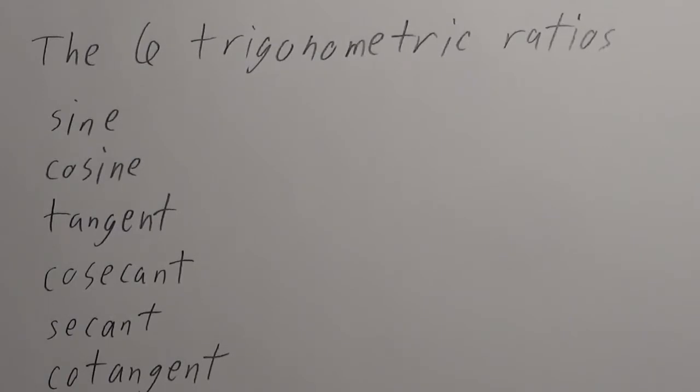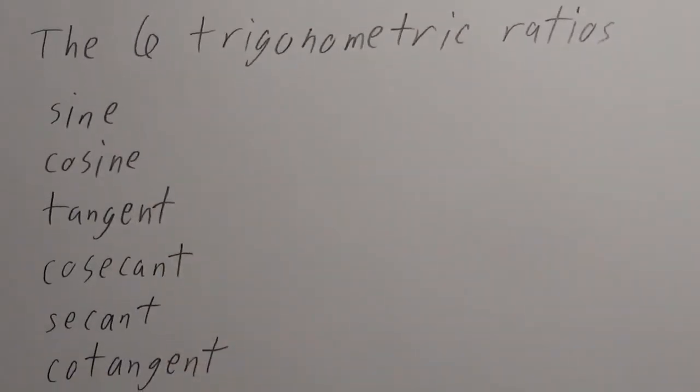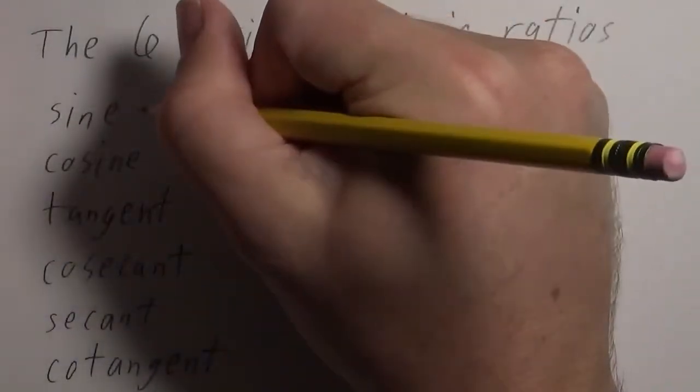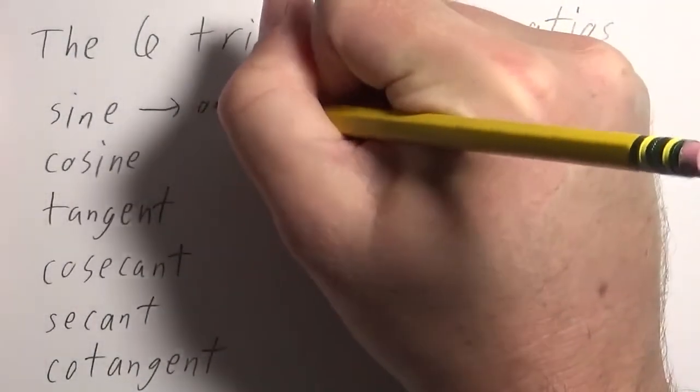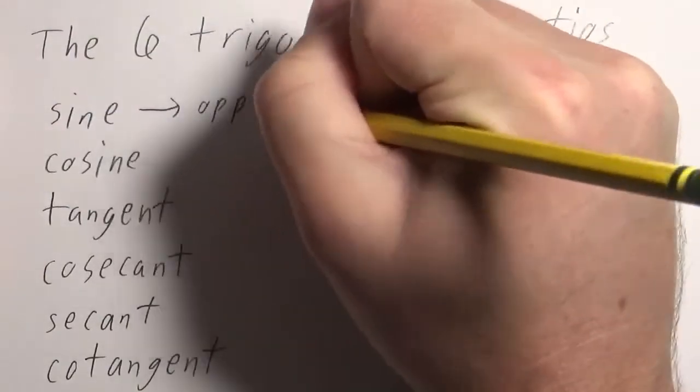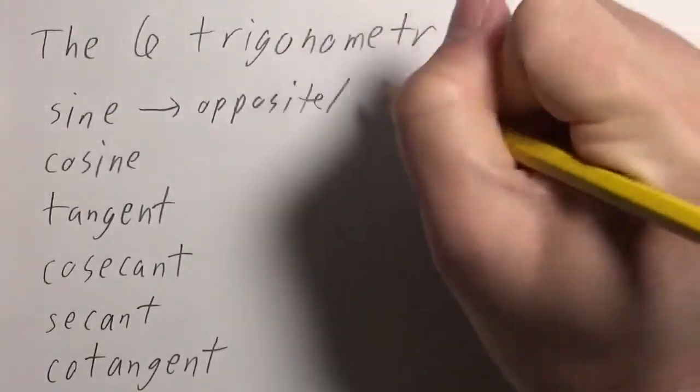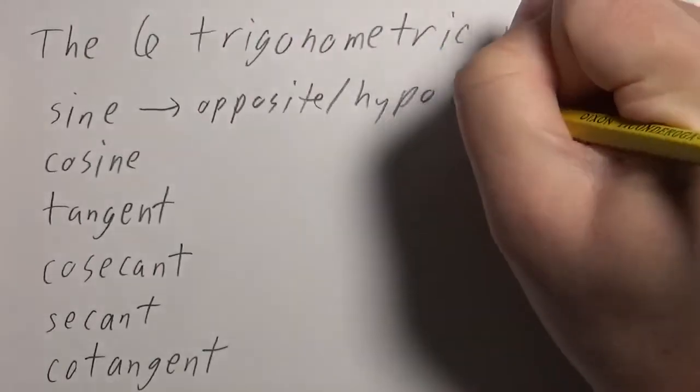The 6 trigonometric ratios are exactly what they're described as. They're ratios that are specific to a specific type of shape: right triangles. In any right triangle you've got 3 sides, and you are able to make ratios of all 3 sides in 6 different ways, and that's why there's 6 different names to these 6 trig ratios. Sine refers to the opposite side divided by the hypotenuse.